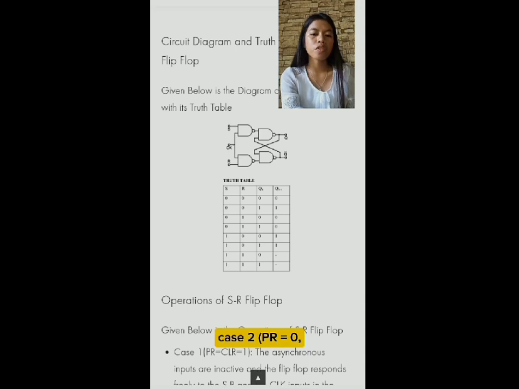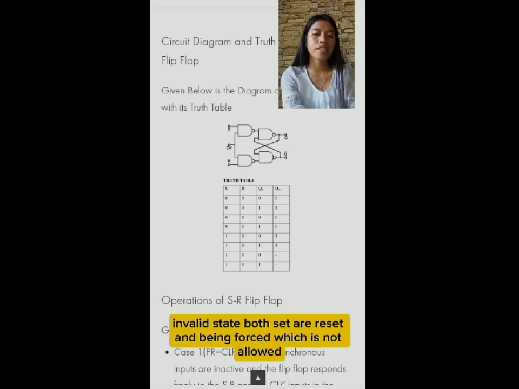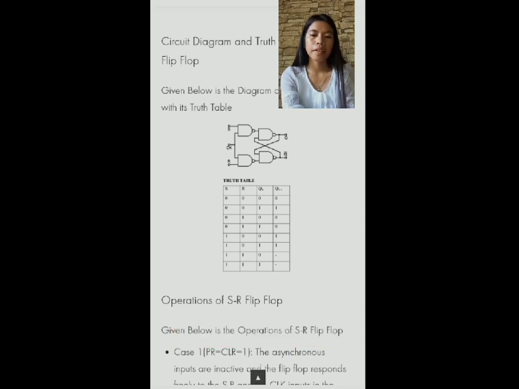Case 2: PR equals 0, CLR equals 1. Q is directly set to 1. Case 3: PR equals 1, CLR equals 0. Q is cleared, and complement Q equals 1. Case 4: PR equals CLR equals 0, an invalid state. Both set and reset are enforced, which is not allowed.